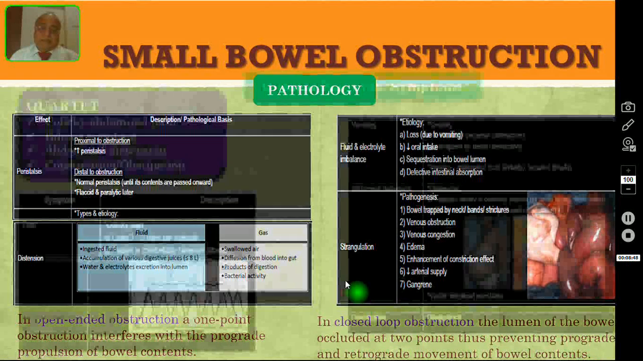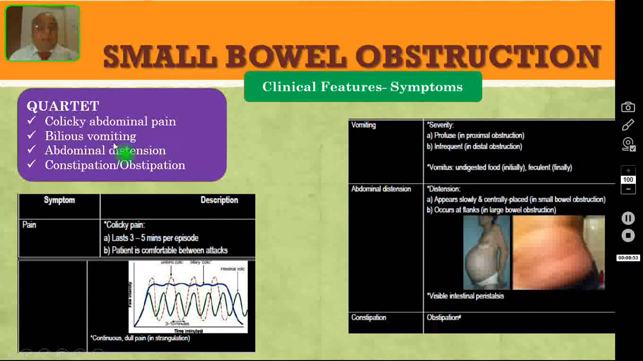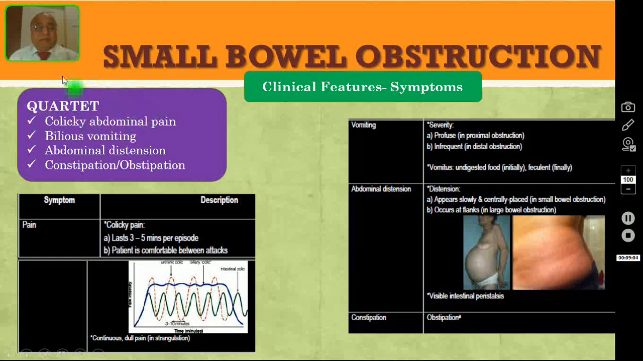So coming to the clinical features, the first symptom. It is characterized by 4 features known as the quartet. If we are having 3 things, that is called a triad. If it is 5 things, for example, Charcot's triad and Reynolds pentad, here it is 4 things in the small bowel obstruction. So it is called a quartet.